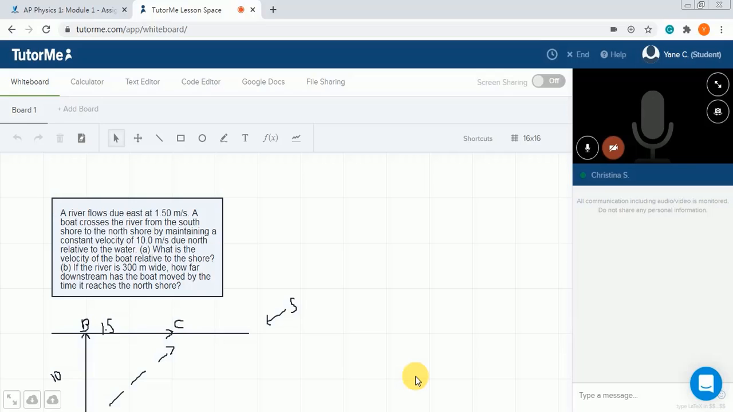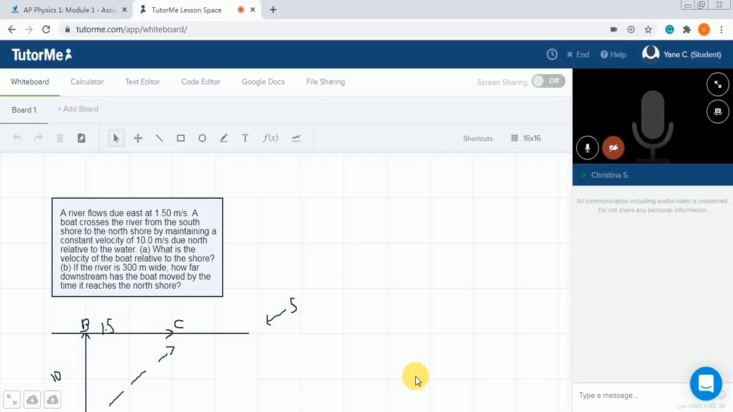So now we need to solve for it. In order to do that, we need to take the absolute value of the velocity of the boat in order to get rid of the unit vectors. Here we go. Oh, sorry, I want to ask, are you typing?